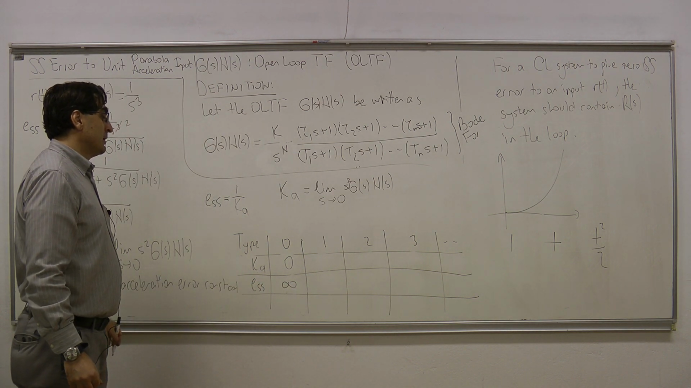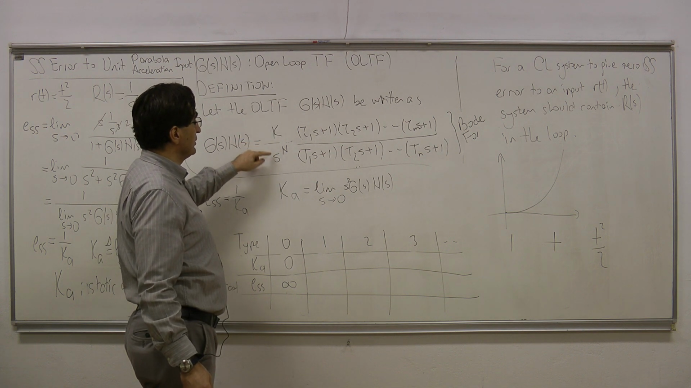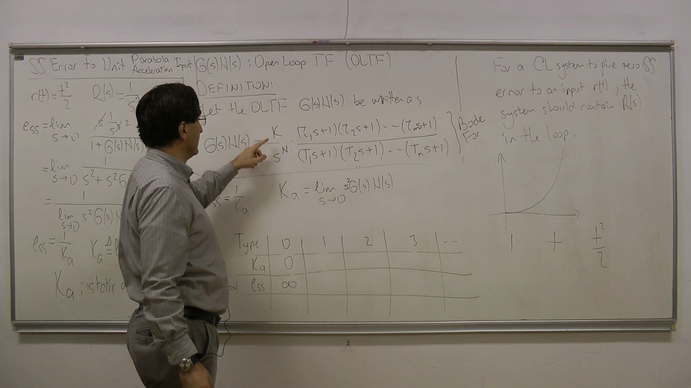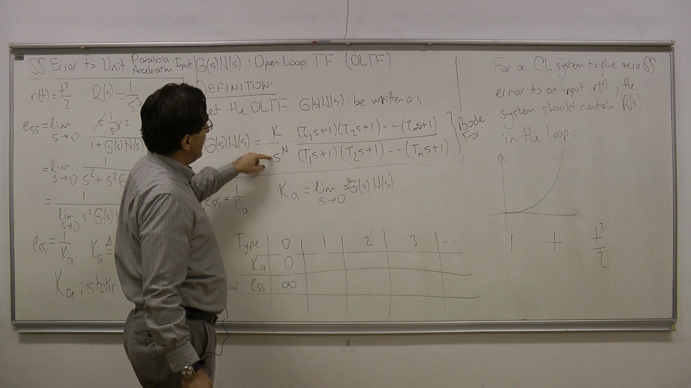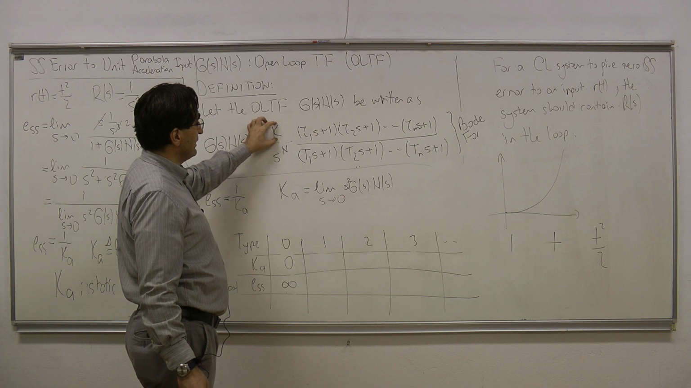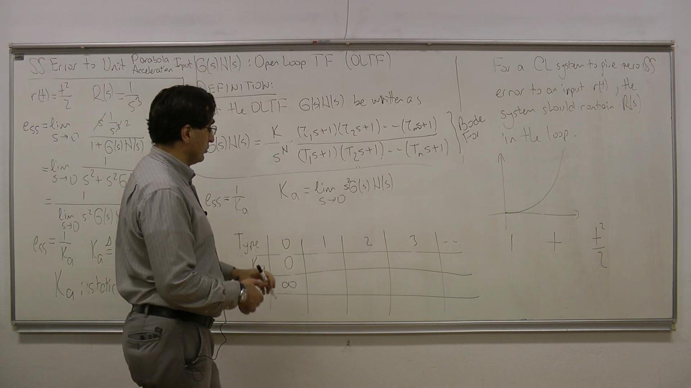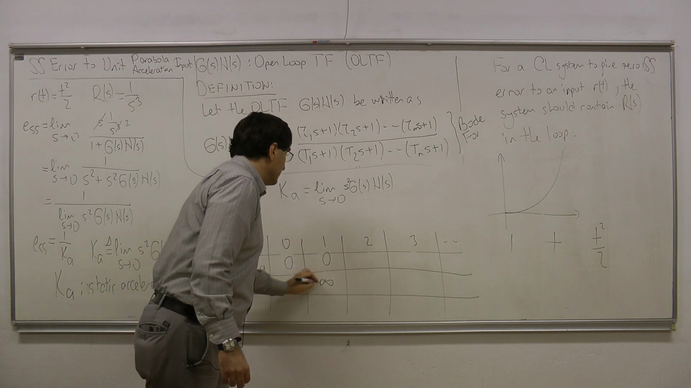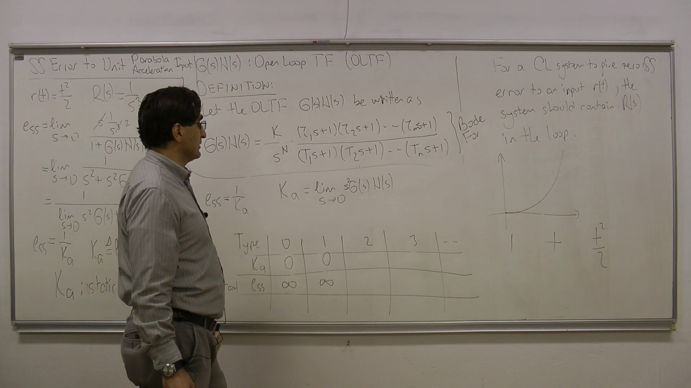Okay? What about type 1 system? Type 1 system would have k over s, all right? And if you multiply it with s squared, then you would have k times s here and the other terms. Take the limit as s goes to 0, I would have 0 here, and I would have this thing infinite still. And what about type 2 system?